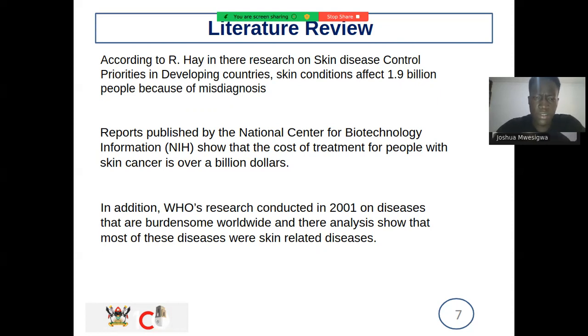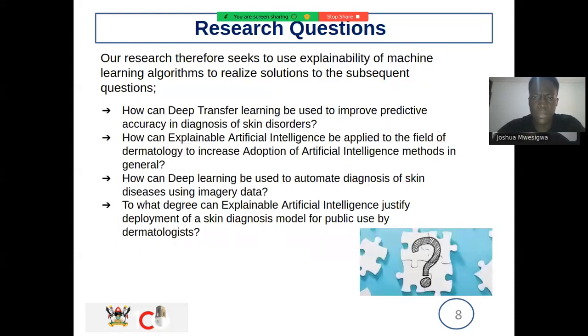developing countries. And then reports from the National Center of Biotechnology show that the cost of treatment for people with skin cancers and skin-related diseases is over $1 billion. That's a lot of money. In addition to that, the World Health Organization has carried out some research in recent years, and it shows that diseases that are burdensome worldwide, and their analysis shows that most of these diseases are skin-related diseases.